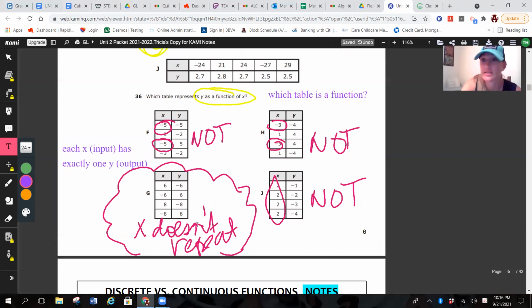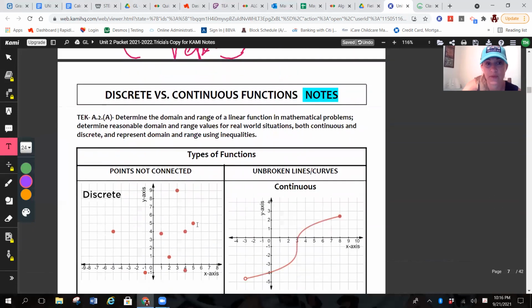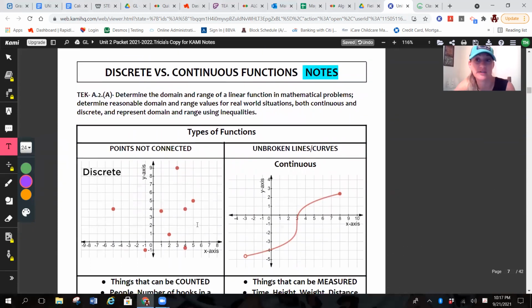Okay, all right, let's take a look at the next page. This is how you say this title: discrete versus continuous functions. Discrete versus continuous. It's kind of like black versus white. Black and white are completely different colors. One's dark, one's light. Discrete and continuous functions look completely different, like night and day.